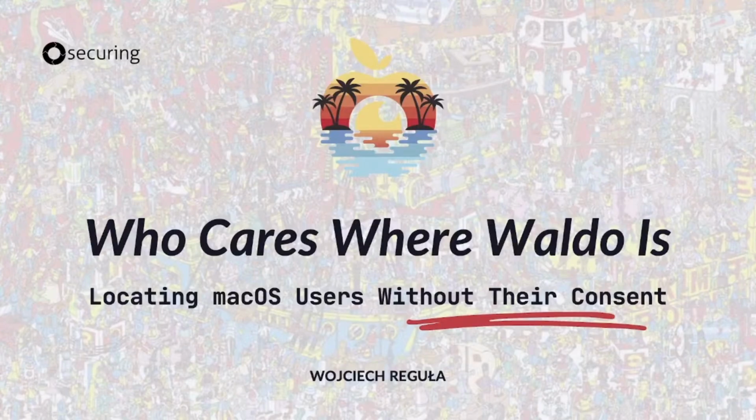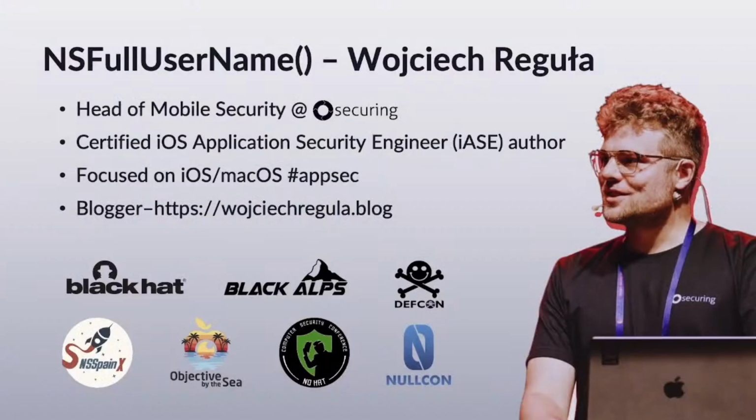Today we're going to talk about bypassing location access consent. I'm head of mobile security at Securing. I'm an author of the Certified iOS Application Security Engineer course, which is a course for both iOS developers and pen testers that want to make their applications secure. I'm mostly focused on iOS and macOS application security. From time to time, I still have a blog, which is wojciechregula.blog. I created that domain name before I knew my name is not pronounceable outside of Poland, so feel free to use the alias for this domain, which is osx.zip. It will redirect you to the domain.